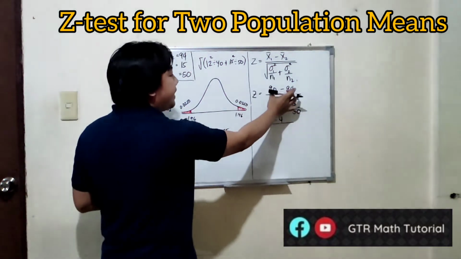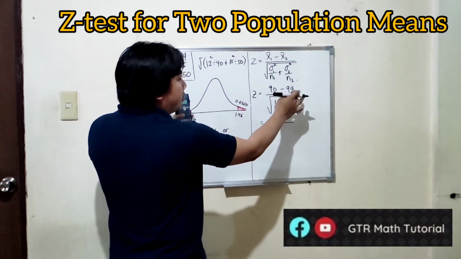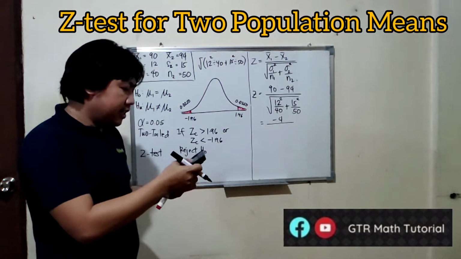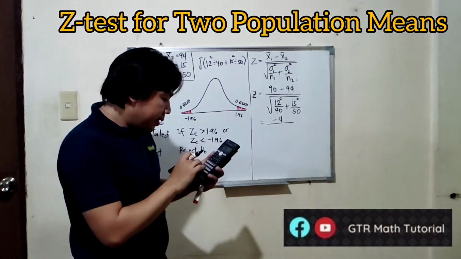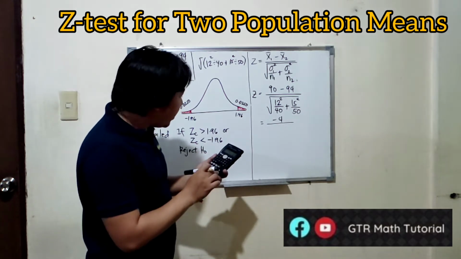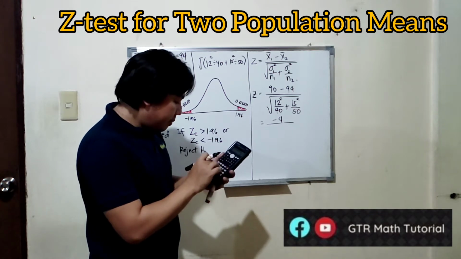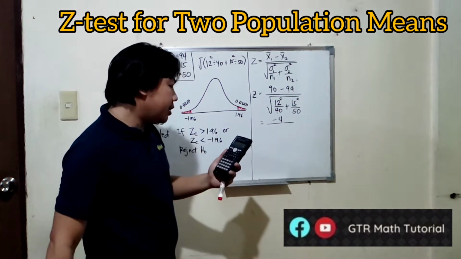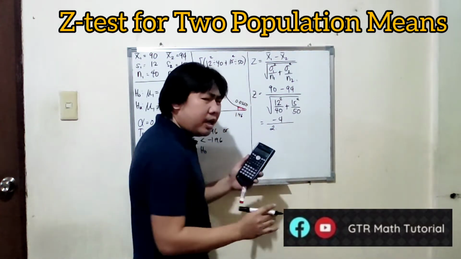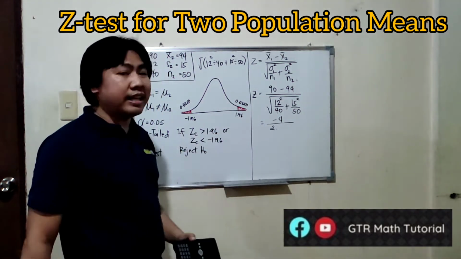So if you want to solve it directly, we can put parenthesis 90 minus 94, okay, then parenthesis, then divided by this term. Okay? So kukuhanin muna natin to. So we have square root, parenthesis symbol, 12 squared divided by 40 plus 15 squared divided by 50, then close parenthesis. So the answer is 2.8460. So no need to copy all the numbers since we only want 2 decimal places for the final answer.